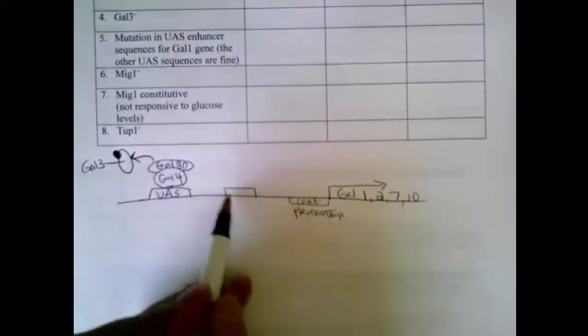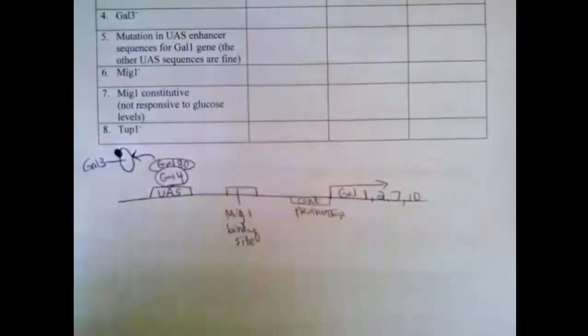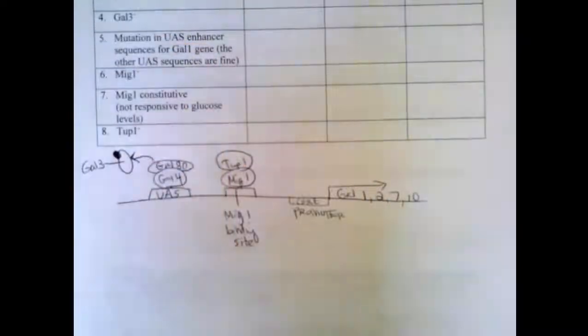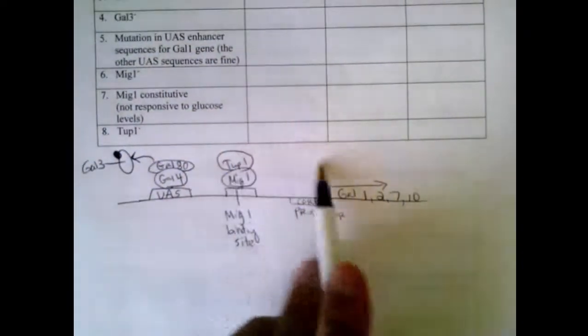The second major system here is the system that responds to glucose in the cell. This is a second binding site for a transcription factor. This would be the MIG1 binding site. To that sequence, MIG1 would bind, and MIG1 recruits another protein called TUP1, and TUP1 is a co-repressor that helps to turn off those genes.